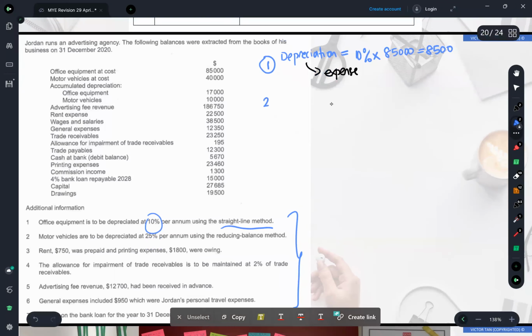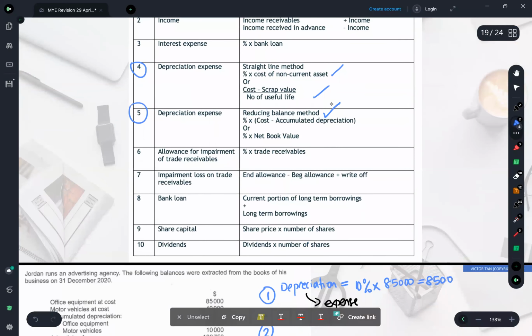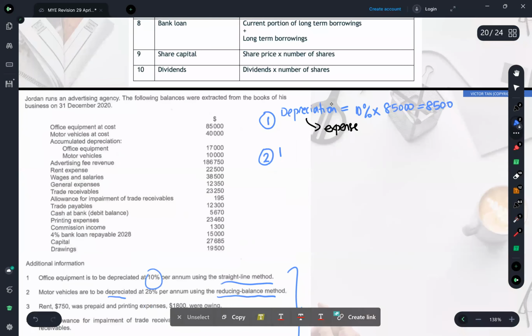So the second one is the depreciation, same thing, but now use what method? Reducing balance. So you look here, yeah, reducing balance is here. Okay. So same thing, this depreciation is an expense. 25% times your cost. What's your cost? 40,000 minus your accumulated depreciation, 10,000.